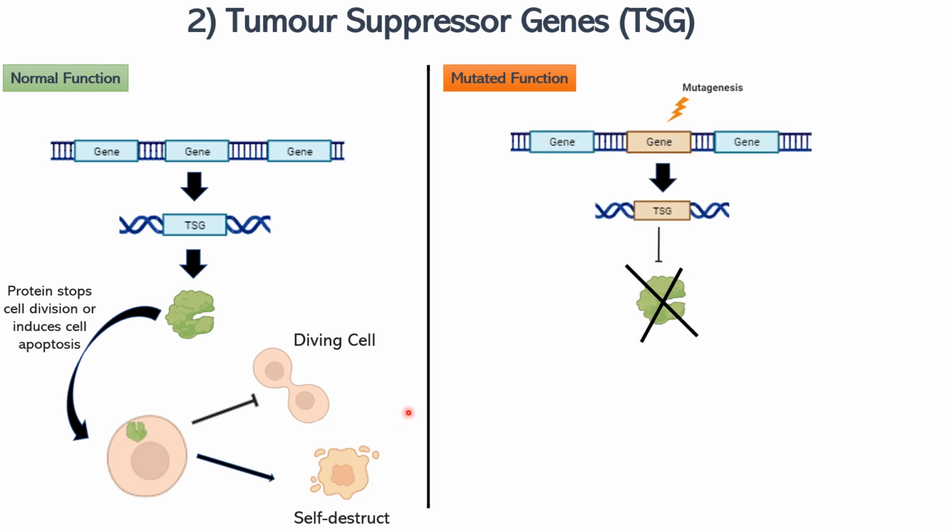So what happens when they are mutated? A mutation might occur in the gene, and if it is a tumor suppressor gene, this will prevent the production of those proteins. And when the cell does not have that protein anymore, it means the cell will just keep dividing, and this will increase the number of cells, and also this will inhibit cells from self-destructing in some cases. And that's also why tumor suppressor genes are very important.